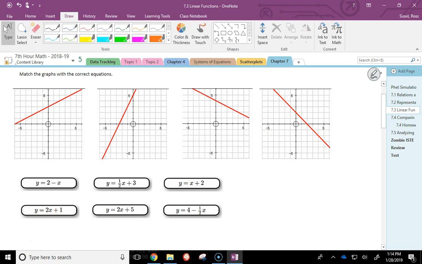So, first one. Here's my line. Right along there. Now I'm going to erase it because I messed up. But which one of these equations do you feel is being represented by that line? And then can you tell me why?